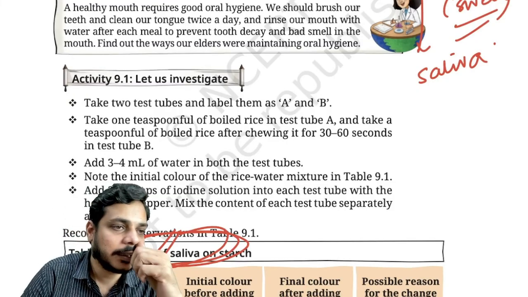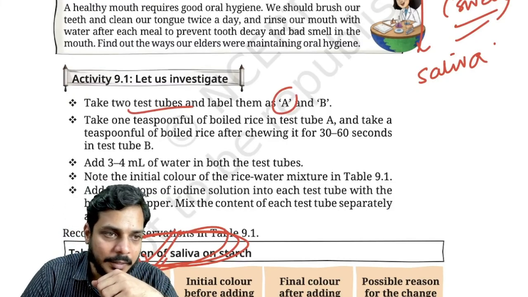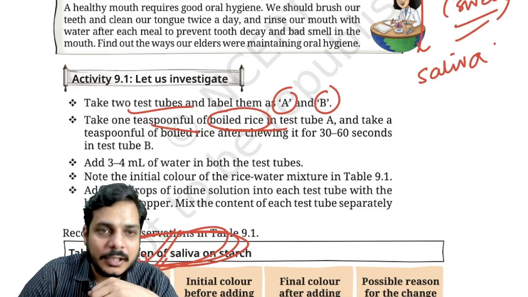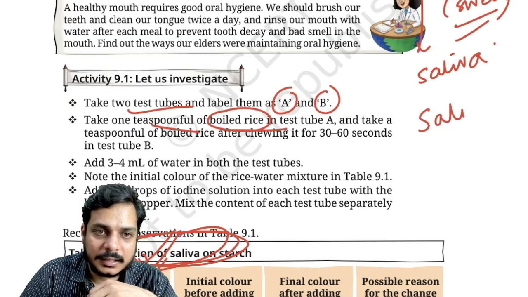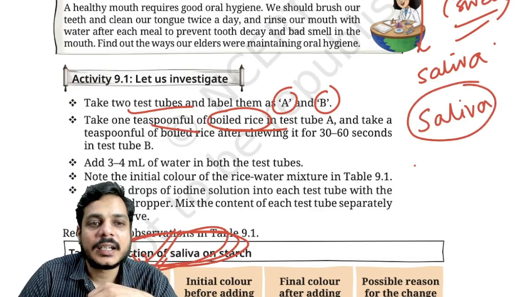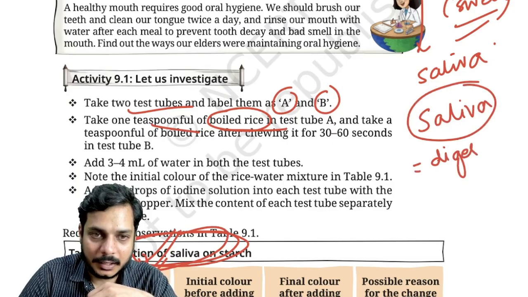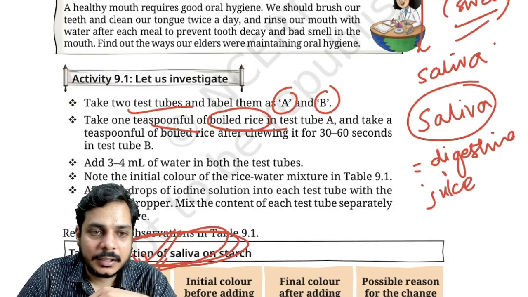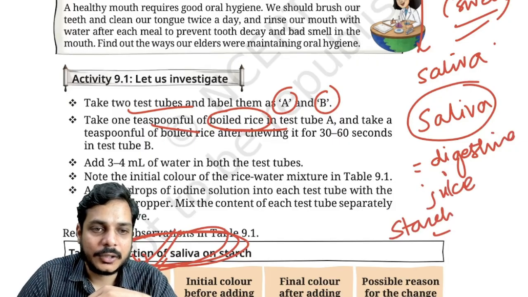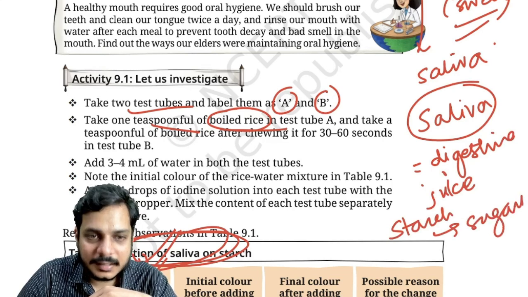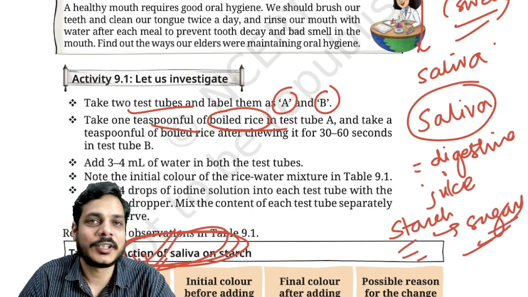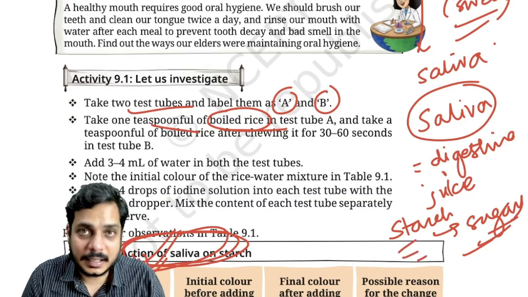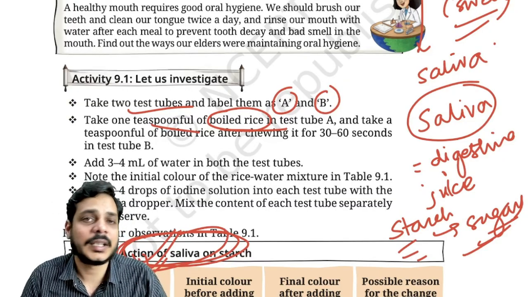All right. So we are saying take two test tubes, label them as A and B. Take 1 teaspoonful of boiled rice. What this activity is trying to test is whether saliva has the digestive juice that can convert starch into sugars. It is not just based upon whether you feel it is sweet or not. There is actually a chemical reaction that occurs.